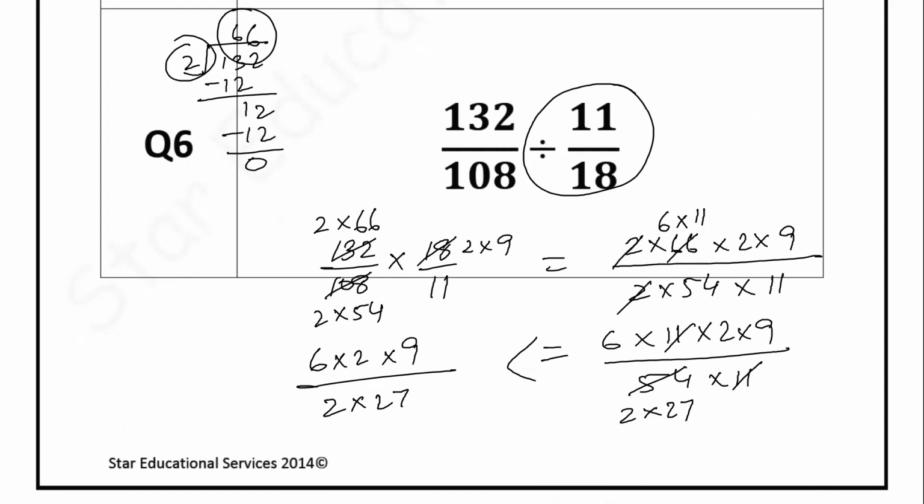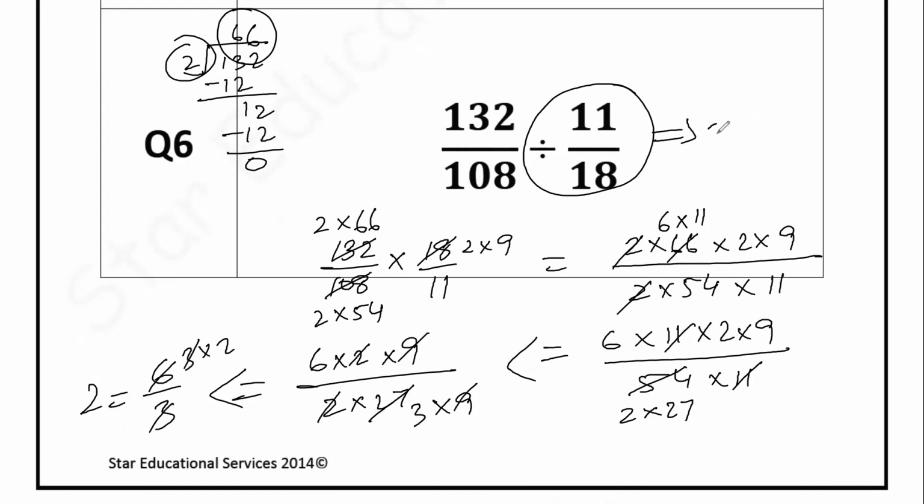okay. Now, this we can break it down as 3 times 9, and this 9 and 9 cancels. 2 and 2 cancel, so we're left with 6 and 3. And we know that is 2 because this is 3 times 2. 3 and 3 goes. So that whole thing just comes down to 2.